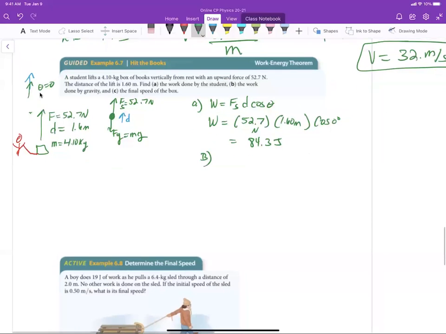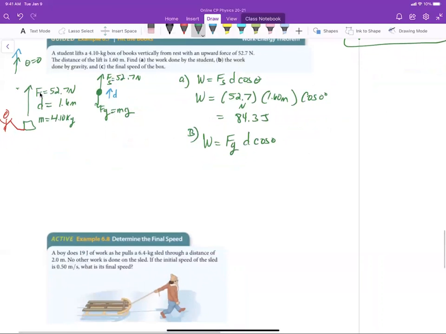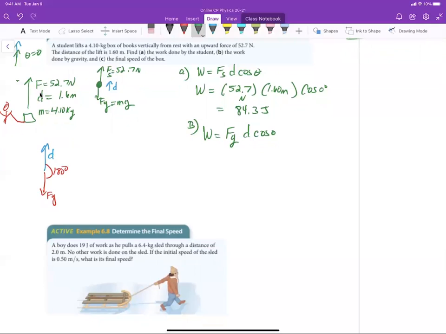B, what is the work done by gravity? Well, work done by force of gravity times the distance times cosine theta. Well, again, the displacement is moving upwards. Gravity is moving downwards. This is 180 degrees. So the work done by force of gravity is its mass times g times d times cosine of 180 degrees.